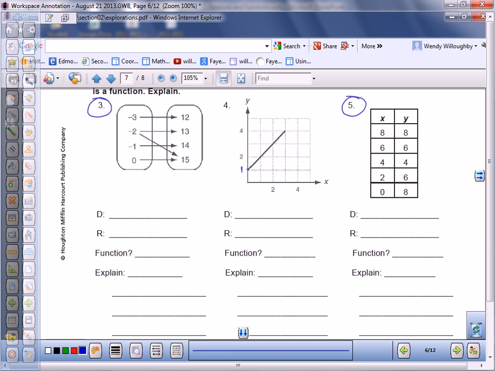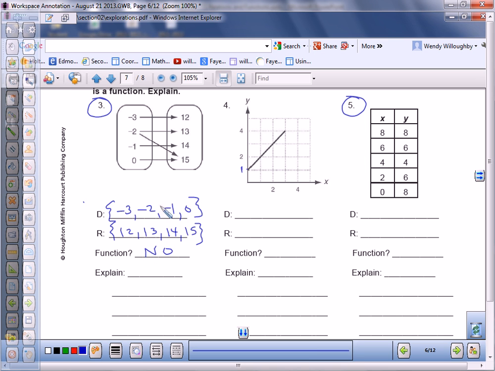Okay, so for number D, did you get -3, -2, -1, and 0? And then we got 12, 13, 14, and 15. Okay, Michaela, function or not? No. Hey, Don, tell me why it's not. Because the element in the input is matched with more than one of the output. You are so right. -2 is paired with 13 and 15. Very good. I like the way you said it.